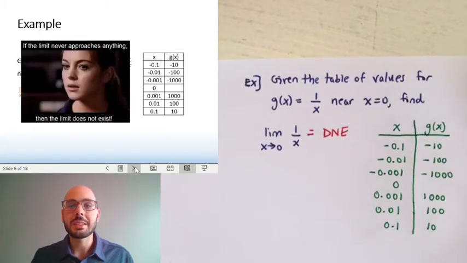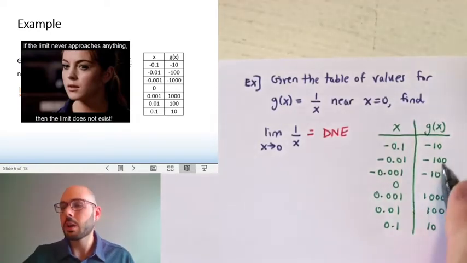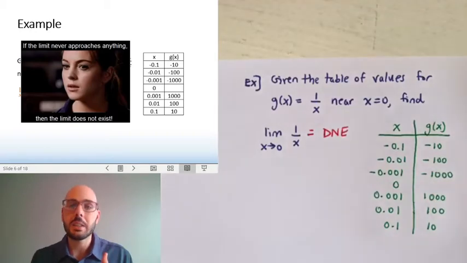So you might remember this. This is one of my favorite movies, Mean Girls. There's a very popular scene in that movie where she says, if the limit never approaches anything, then the limit does not exist. So that's what's happening here. These y values are not approaching anything specifically. There's no clear pattern, so this limit does not exist.